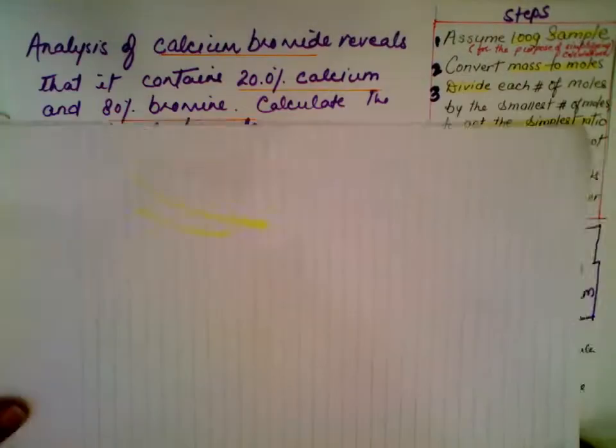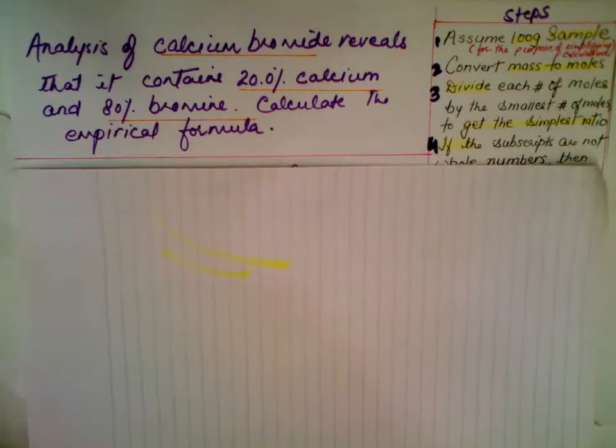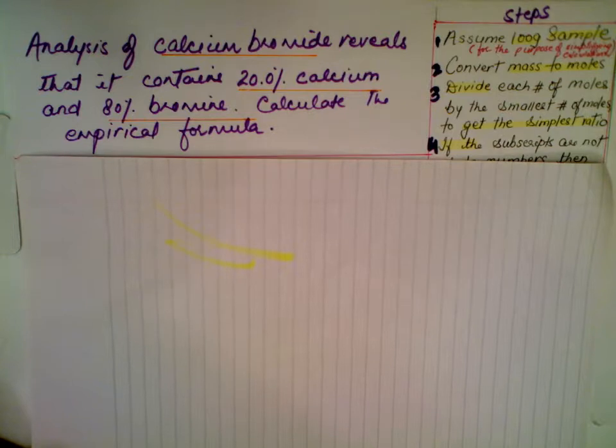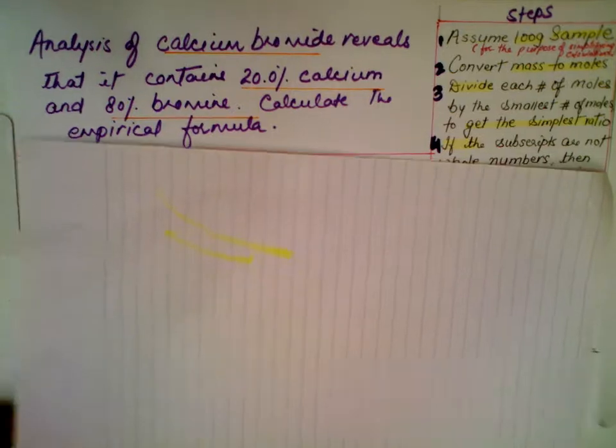Here, I have all the steps, but I want you guys to try on your own. Analysis of calcium bromide reveals that it contains 20.0% calcium and 80% of bromine. You have to calculate the formula. So go ahead, pause the video and do it on your own.